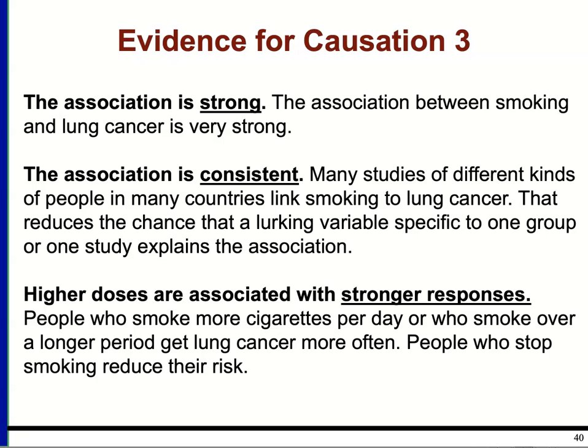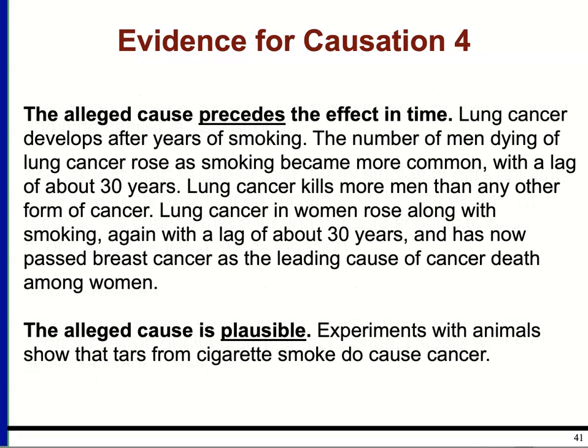Well, some of the things that we can use to establish causation is to see that the association is strong, that it's consistent. So it means that different countries, different subgroups are all experiencing the same outcome. And then higher doses are associated with stronger responses. So people who smoke more cigarettes per day end up with more lung cancer. That would be an example of these stronger responses. Also, the alleged cause is preceding the effect in time. So thing A happens, then thing B happens. That's going to give you more evidence for causation.